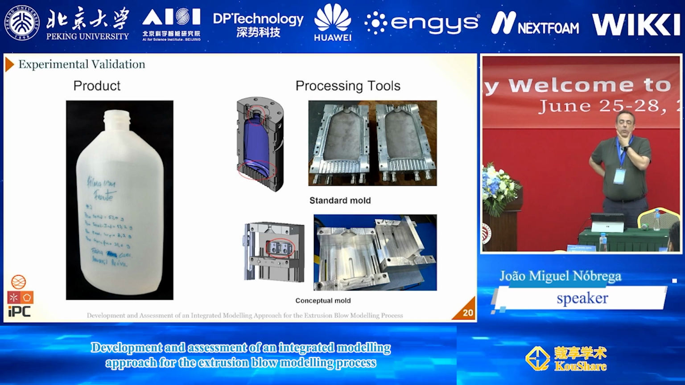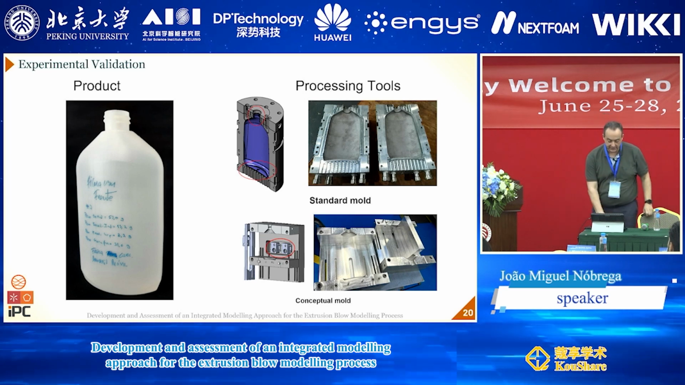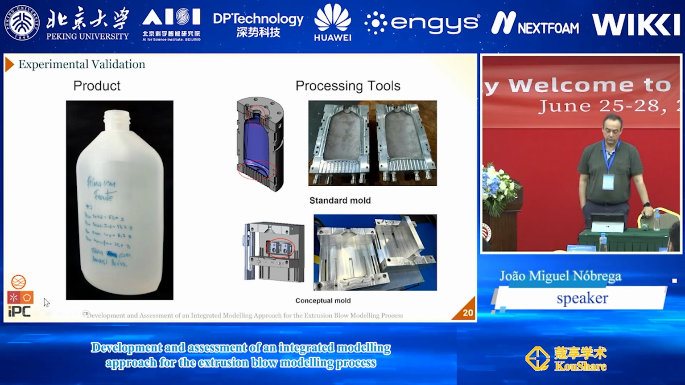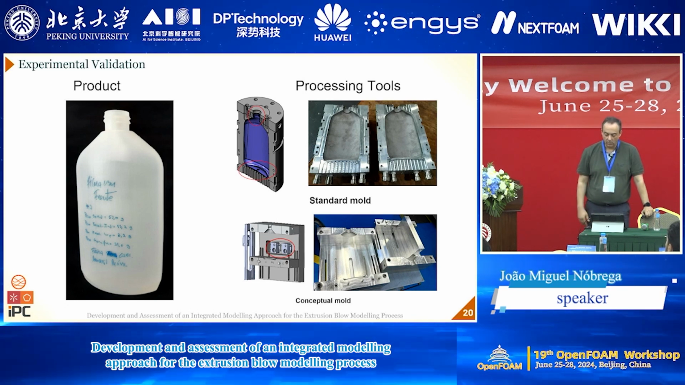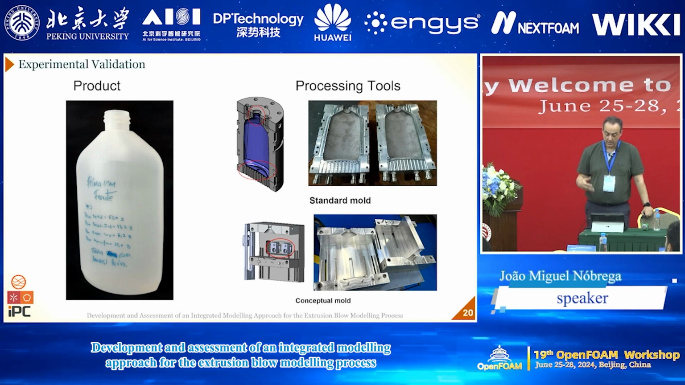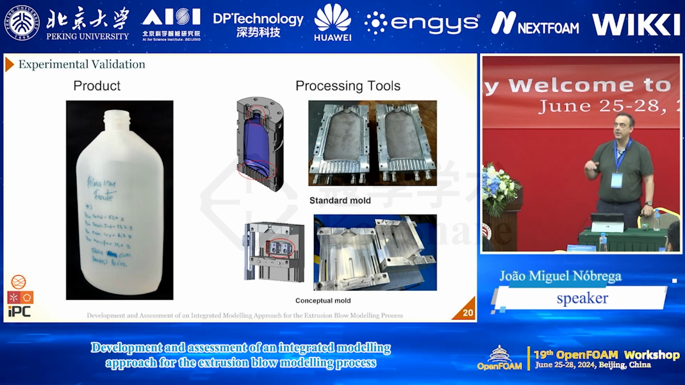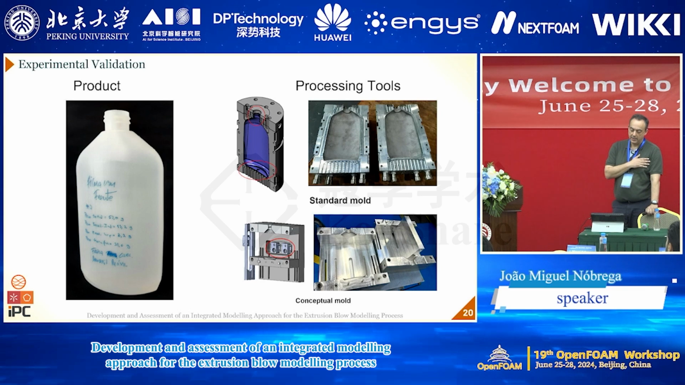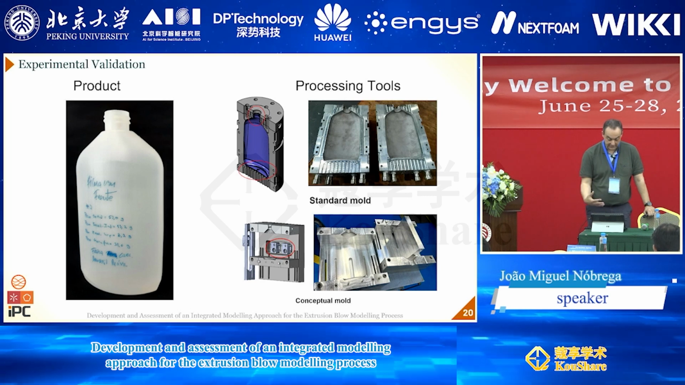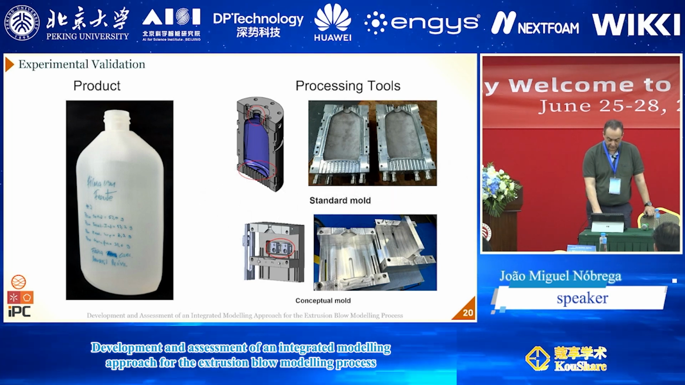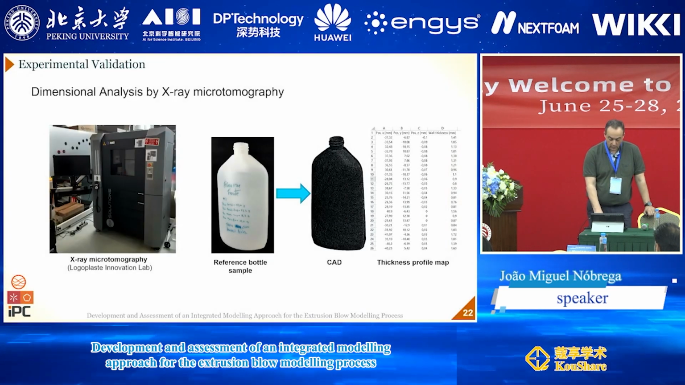Give an idea of what we have done in terms of experimental validation. This is the container we tested, and in order to produce it, the tools were prepared. We used a standard mold in order to produce the final container, but we also created a conceptual mold in order to be able to visualize at least the initial parts of the process to help us figure out which were the possibilities, what was happening.